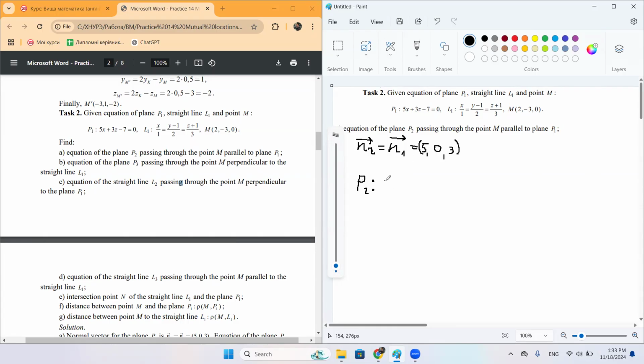So we multiply coordinates of normal vector by x minus, with subtracting coordinates of this point. So 5 times x minus 2, 0 for y, just skipping it, plus 3z, and it equals 0. If we expand, so 5x plus 3z minus 10 equals 0. So that's it.